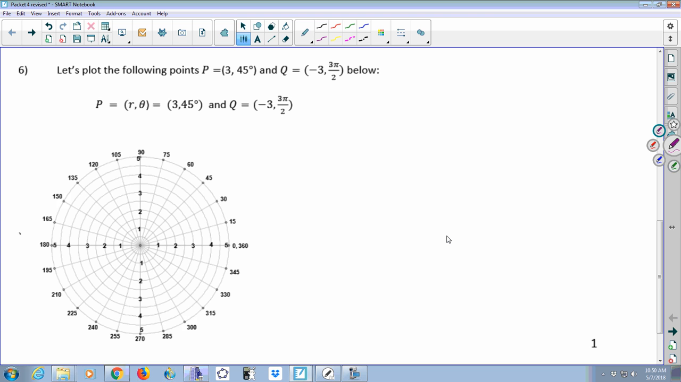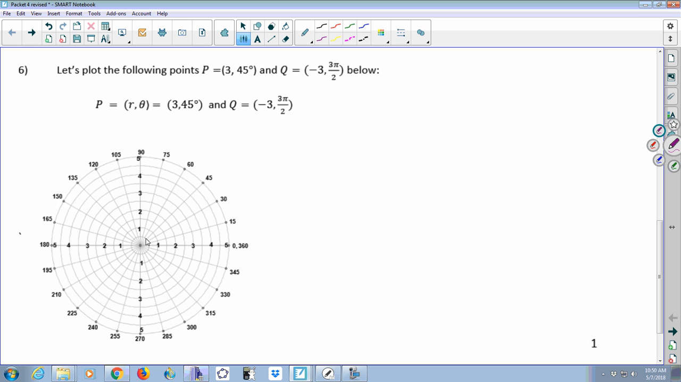So let's take a look at these points right here, (3, 45). 3 is the distance, the number of units we are away from the pole, and 45 degrees is the angle that theta is going to make. So let's look at this graph first. It looks very different than anything you've probably worked with.